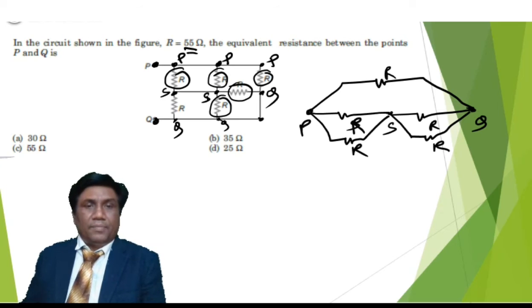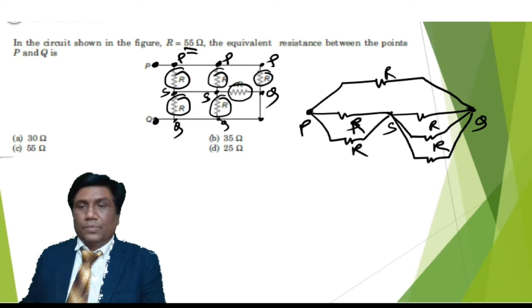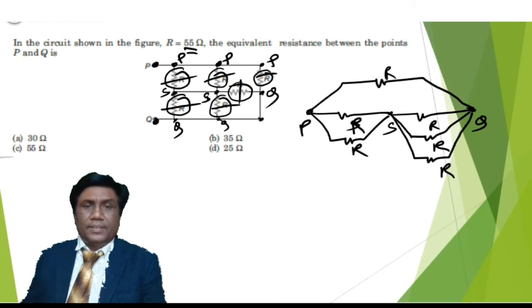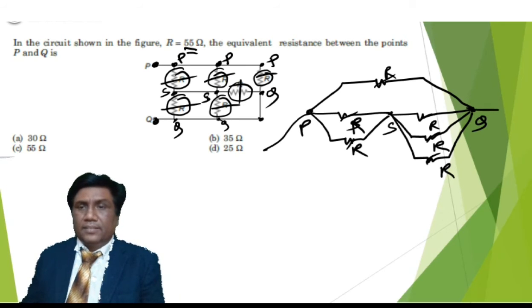PS, and finally one more resistance left, that is SQ. So that is also SQ. I have included all the resistors: 1, 2, 3, 4, 5, 6. Now I think the picture is clear. What is the resistance between P and Q?